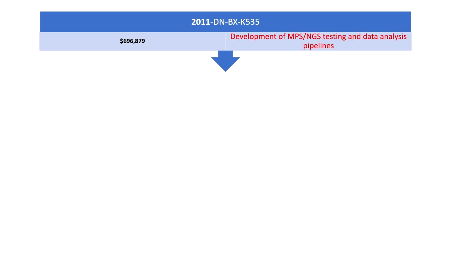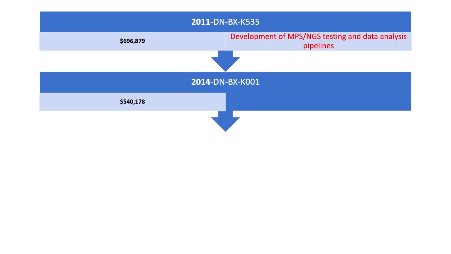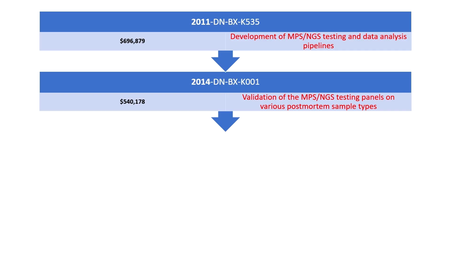The second grant, received in 2014, supported the validation of the next-generation sequencing testing panel on various post-mortem sample types, such as tissues and blood stain card. Our pilot study on FFPE samples, which showed that this sample type is not a reliable source for accurate molecular diagnostics, was also supported by this grant.